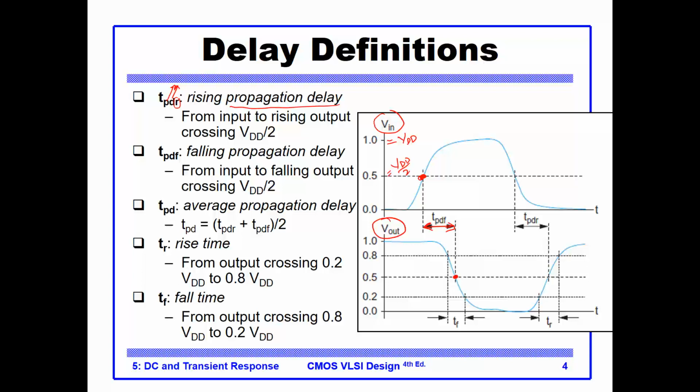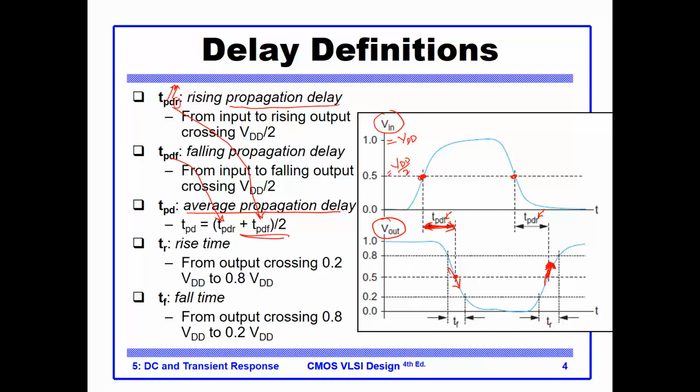the rise and the fall of the output. For instance, here, when the input changes and the output changes at this point, the output is rising. That's why I say this is the rising propagation delay, while the output goes from low voltage to high voltage. On the other hand, in this propagation delay the output is falling. So this is the propagation delay while the output is falling, and this is the propagation delay while the output is rising. We can talk about the average propagation delay, where we add these numbers and divide by 2.